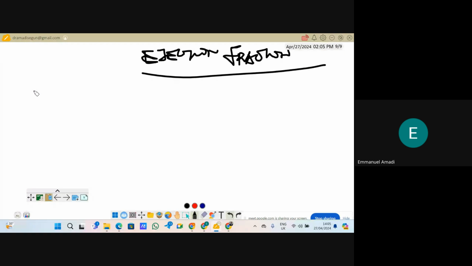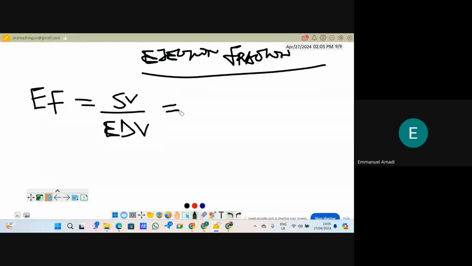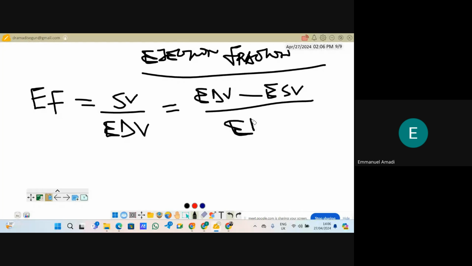Now, look at the formula for ejection fraction. I'm going to tie in a lot of things concerning ejection fraction. Ejection fraction is your stroke volume all over your end diastolic volume. Of course, your stroke volume formula is end diastolic volume, from what we talked about in the last page, minus end systolic volume. So we can still say this is the formula for ejection fraction.